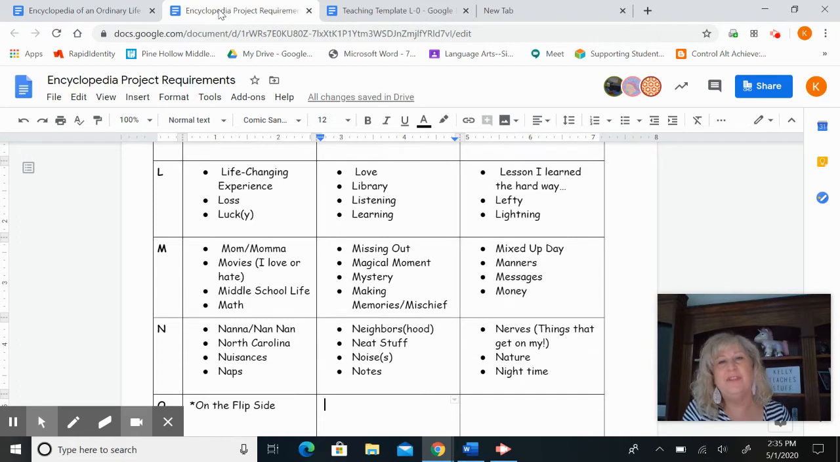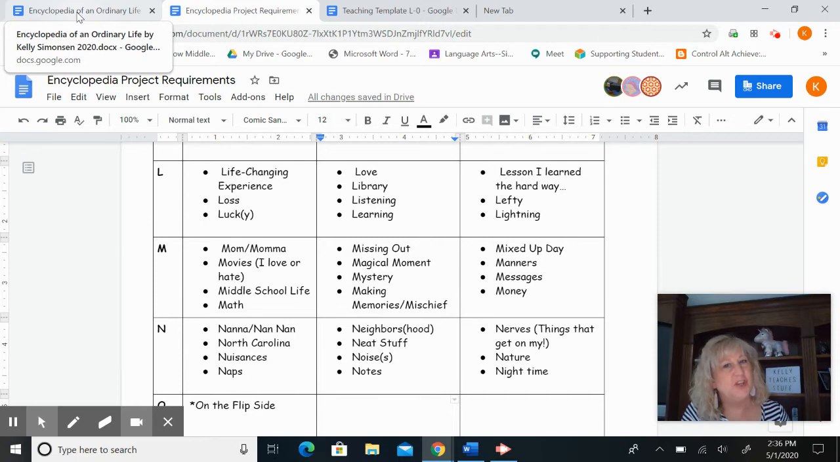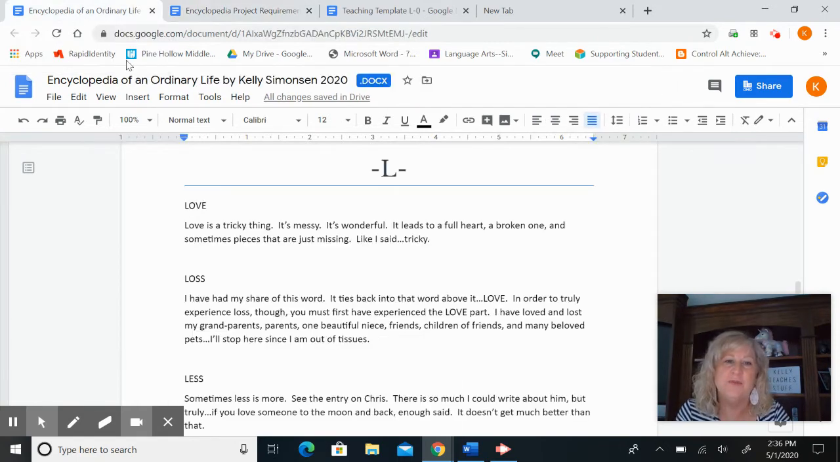I'm going to share with you a few things that I did, just to give you some ideas. But remember, these are just suggestions, okay? You can write anything on the letter L that you want. Some things that I wrote about, and you'll notice that I have several entries under L. If they're short, I wrote more, okay? So you see that my letter L is love, but it's short, so I added more to that. I wrote, love is a tricky thing. It's messy. It's wonderful. It leads to a full heart and a broken one, and sometimes pieces that are just missing. Like I said, tricky.